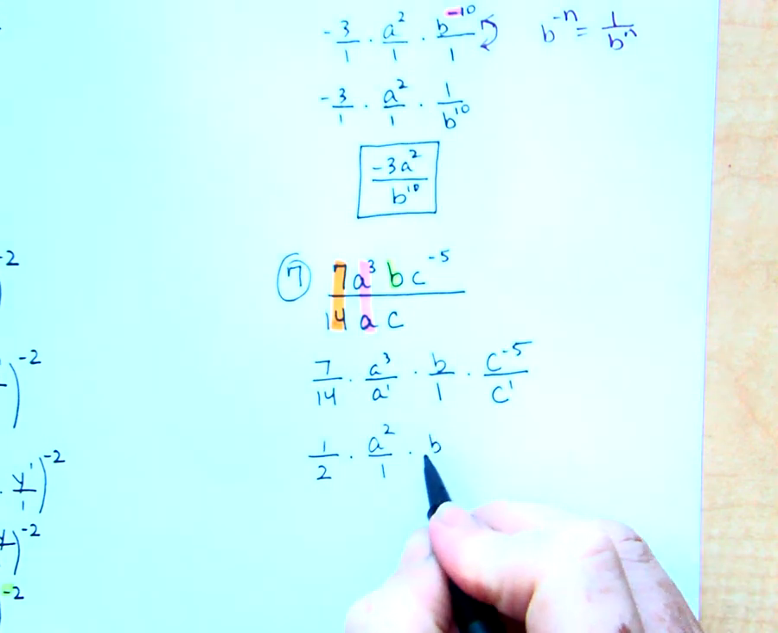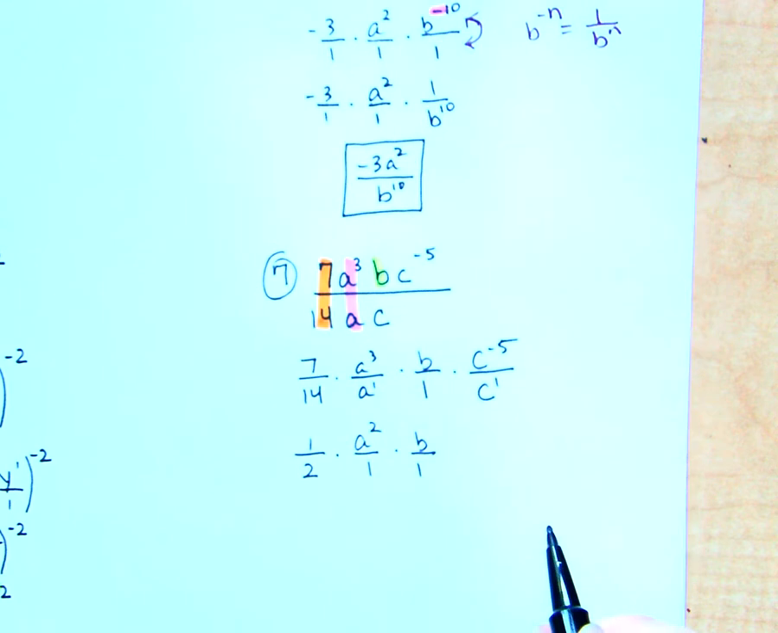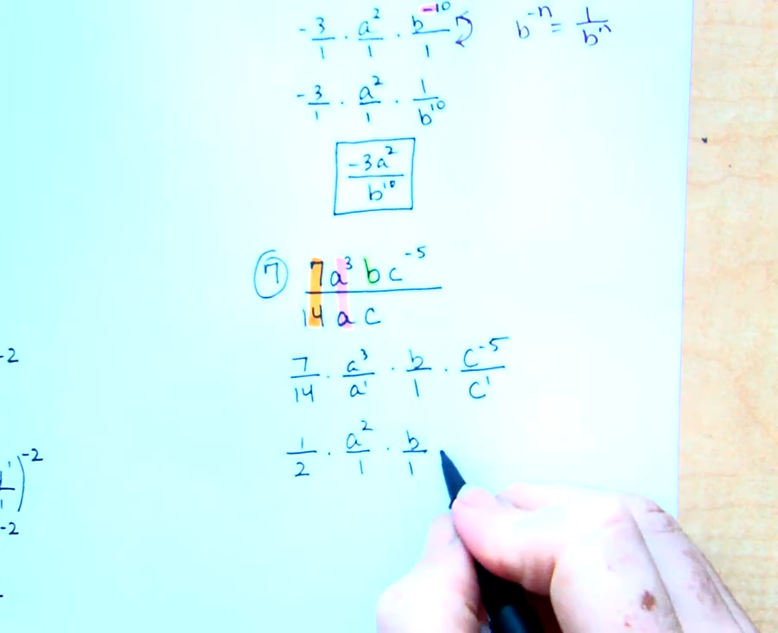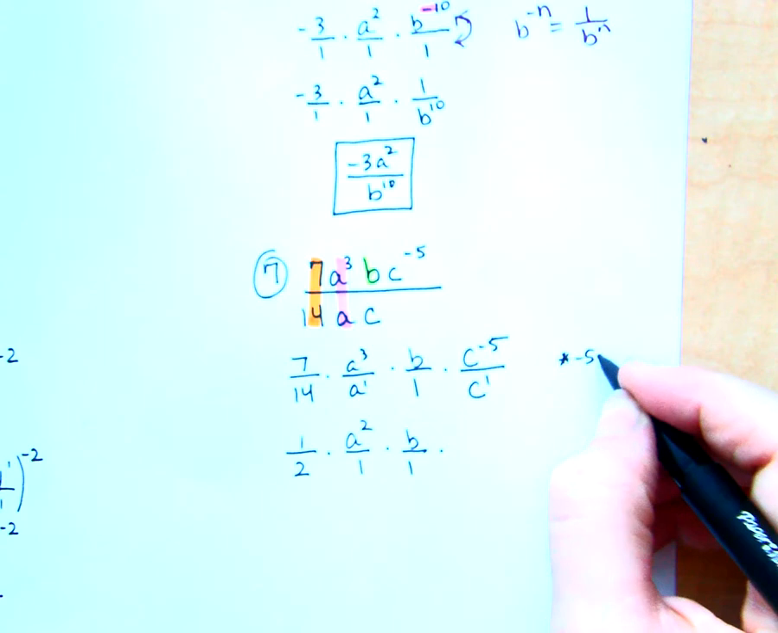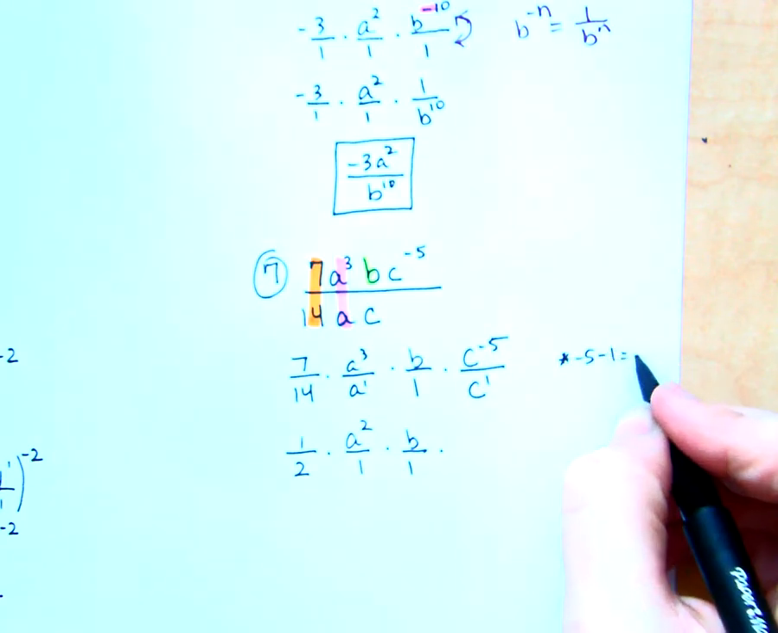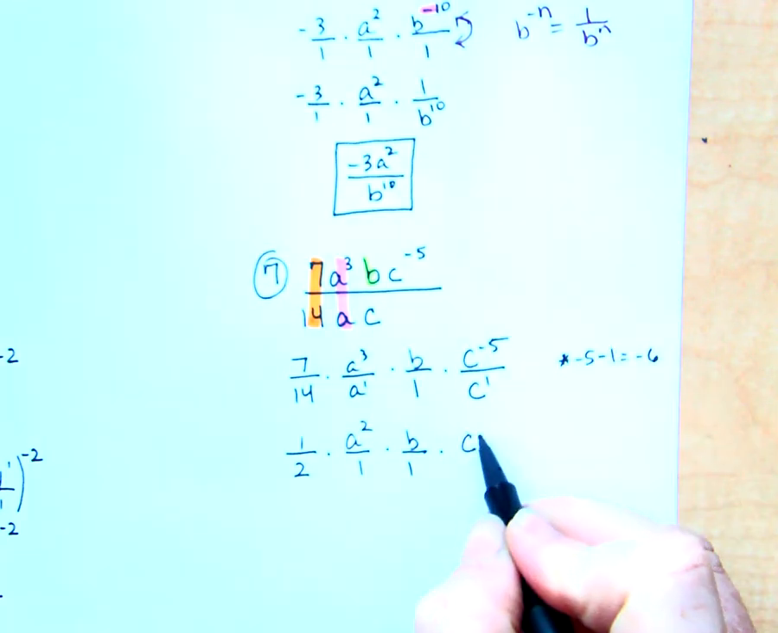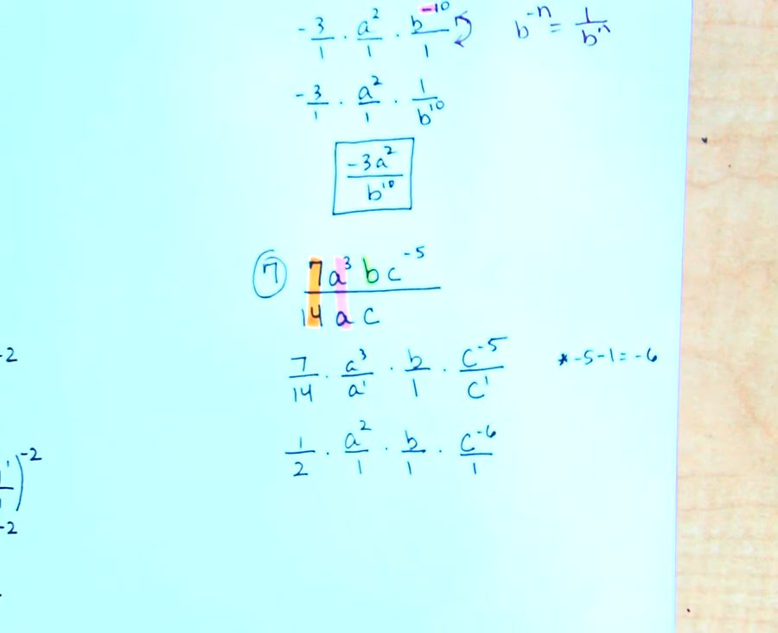B doesn't simplify because it's just b over 1, right? There's no b's to divide. And then I divide c's. Negative 5 minus 1, common mistake here. Negative 5 minus 1, signs alike combine. Negative 6. So this would be c to the negative sixth over 1.